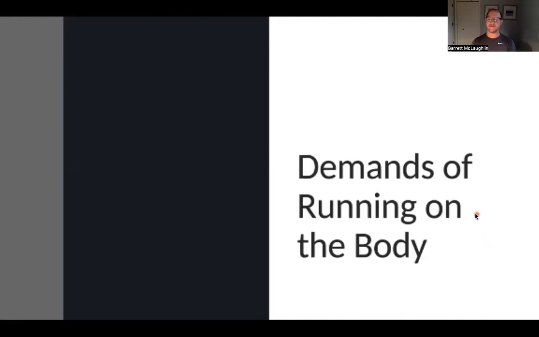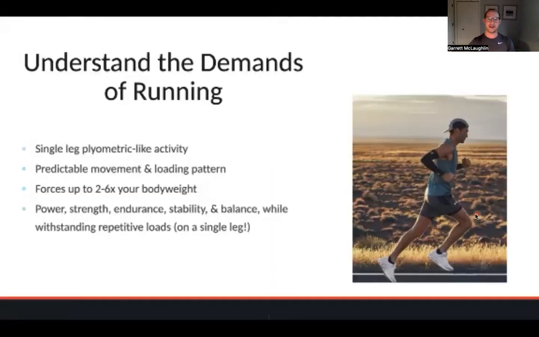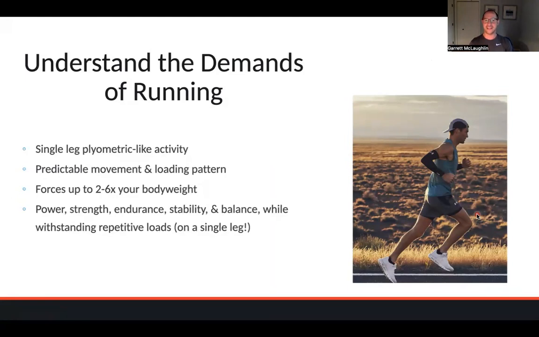So as we get started here, demands of running on the human body. Running is a single leg plyometric-like activity. You are literally bounding from one leg to the next. So we need to absorb force. We need to land in a stable position. You need strength and power and endurance and stability and shock absorption and all of that on a single leg as you bound from one leg to the next.